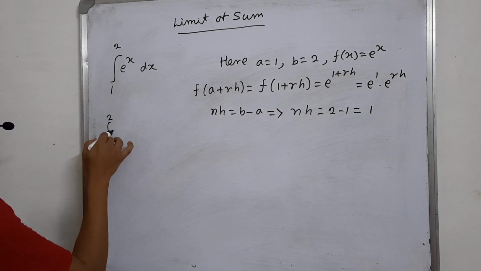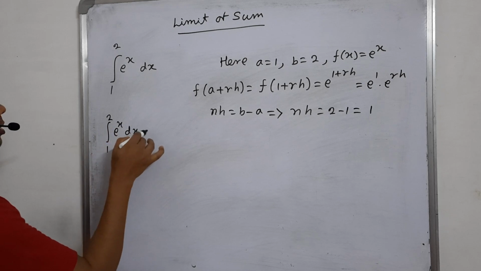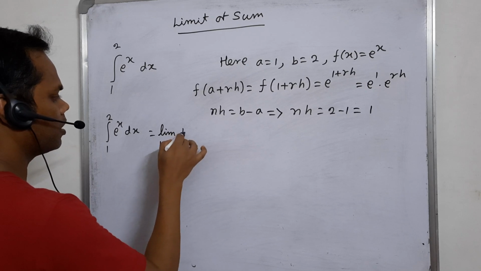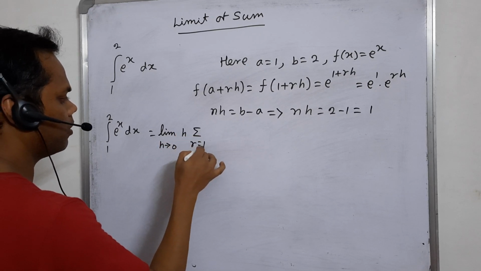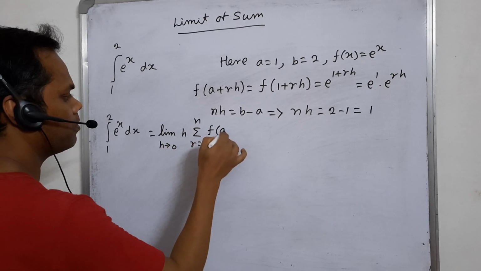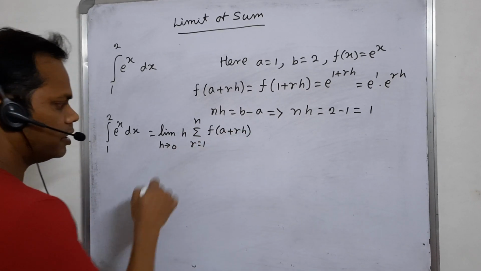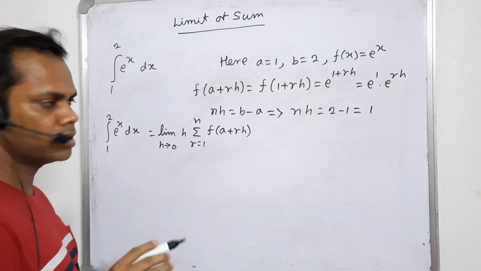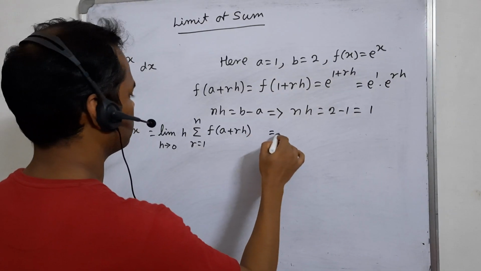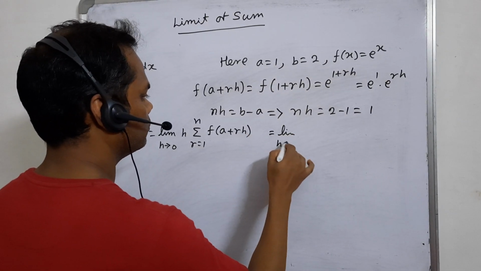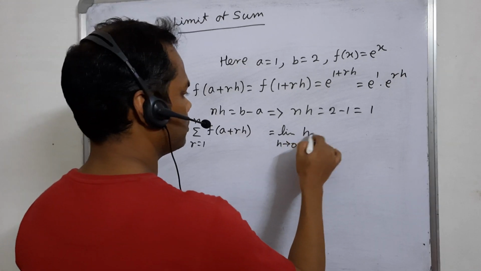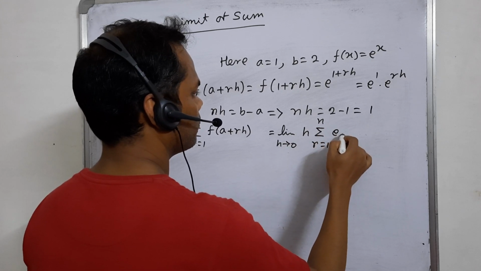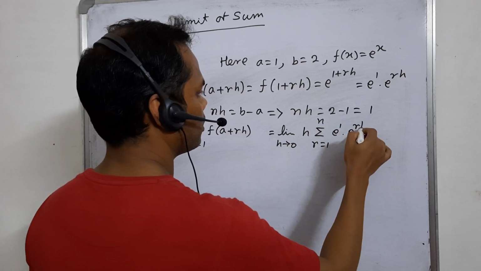Therefore, the integral from 1 to 2 of e to the power x dx equals limit h tends to 0 of h times summation r equals 1 to n of f of (a plus rh). In that case we can also write r equals 0 to n minus 1; any one of them you can use. So limit h tends to 0 of h times summation r equals 1 to n of e to the power 1 into e to the power rh.